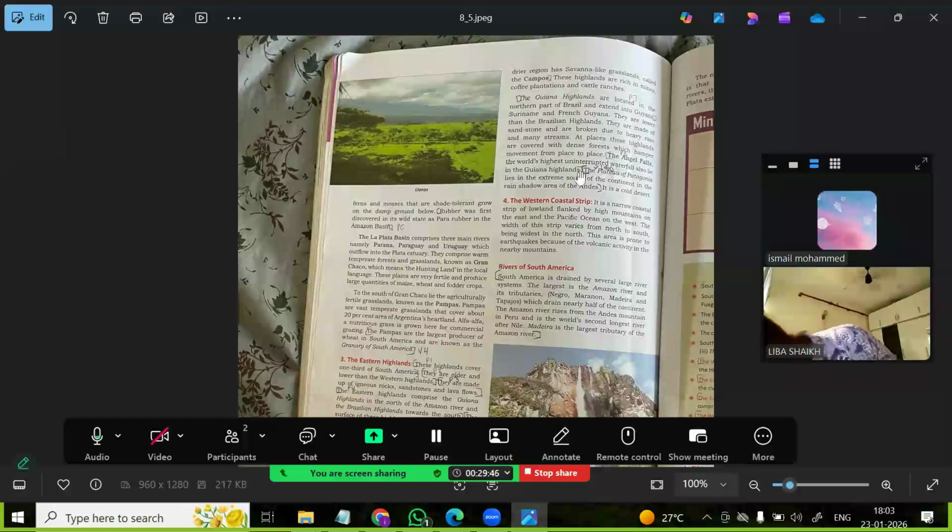The Angel Falls is the world's highest uninterrupted waterfall, and it lies in the Guiana Highlands. And this is also important. The plateau of Patagonia lies in the south of the continent, in the rain shadow area of the Andes.